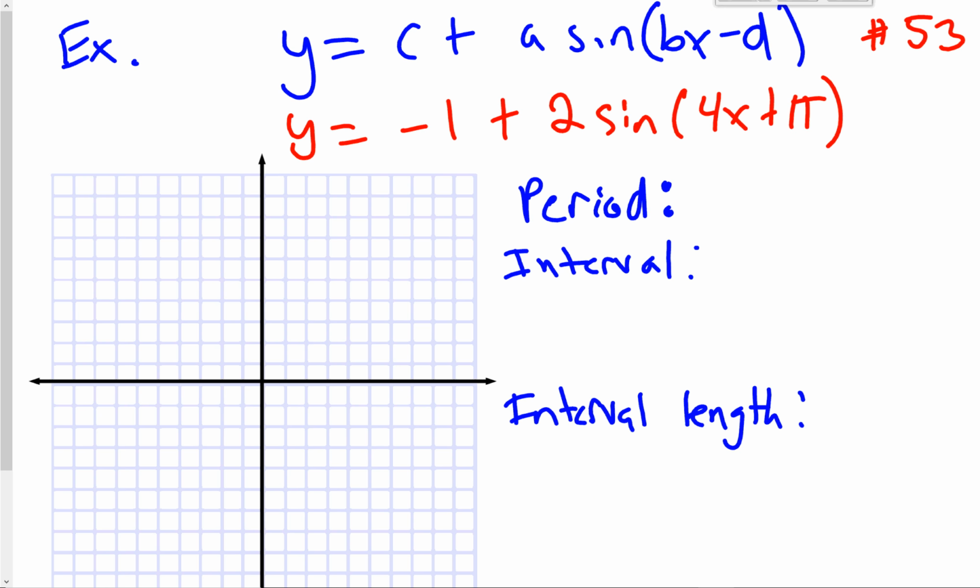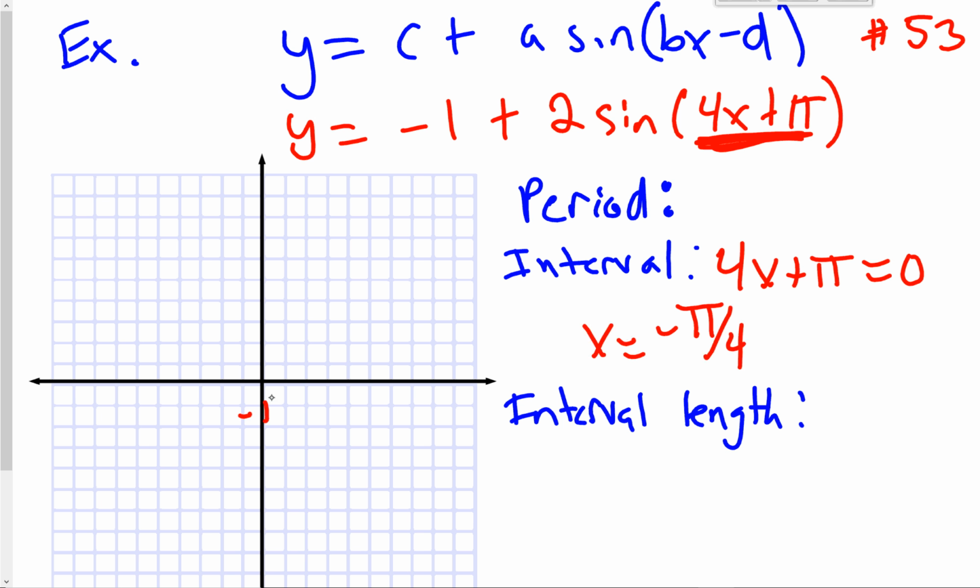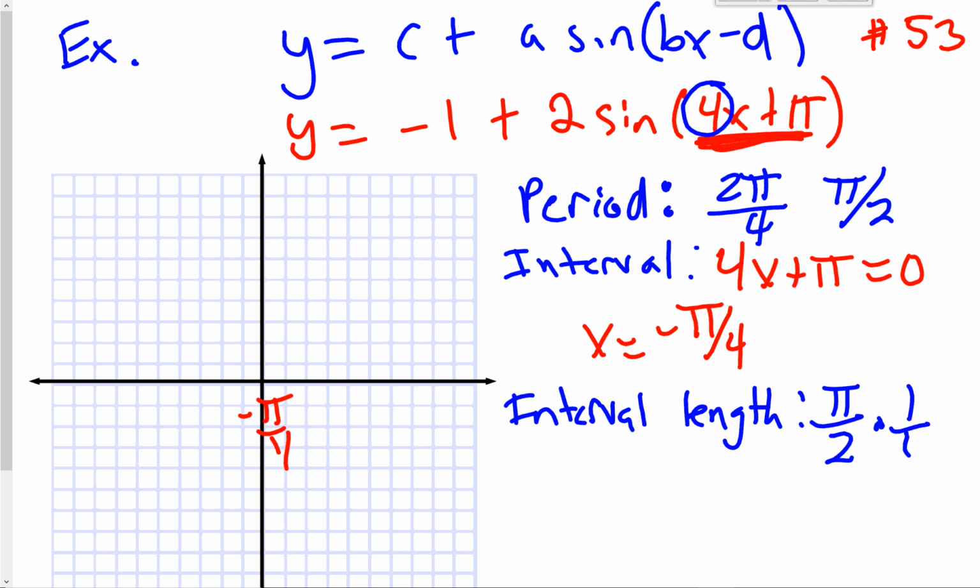So we set this equal to where we normally start sine, which is 4x plus pi equals 0. And so we get -pi fourths for x. So that's where we're going to start, -pi fourths. I need to find my b. So my b is what's being multiplied by x here. So I take that 2 pi original period of sine, divide it by our b, 4. So I get pi halves. And then I'm going to multiply it by 1/4 to find my interval length. So I multiply that, and I get pi eighths.